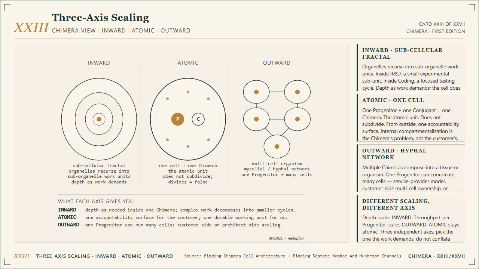Three axes, three different gifts. Inward gives you depth without bloat. Atomic gives you accountability without dilution. Outward gives you reach without subdivision. Most dev orgs scale one axis and break the others. The Chimera architecture preserves all three because each serves a different need. Pick by work, do not conflate.